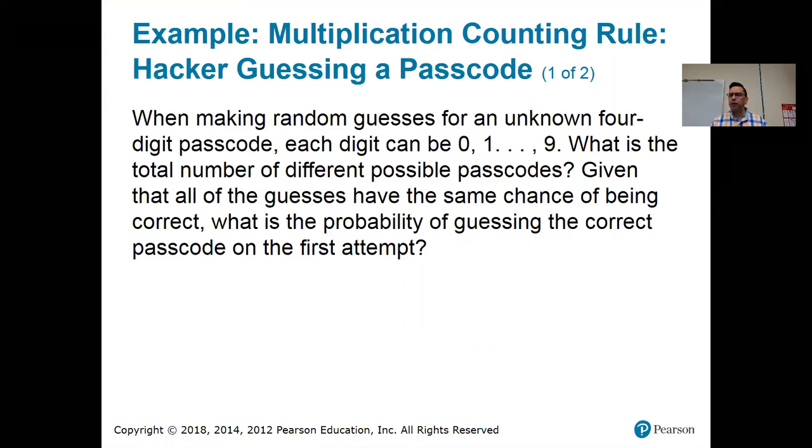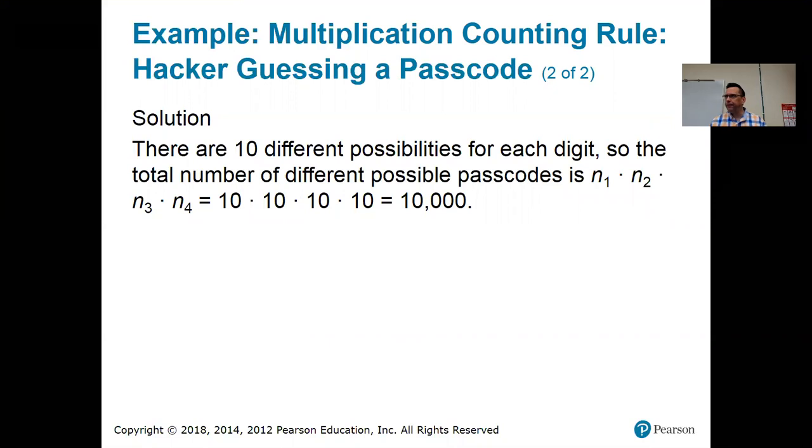So the first question is, what is the total number of different possible passcodes? First thing you have to think about is how many choices do you have for the first digit? It can be any number 0 through 9. That would be 10, right? You have 10 choices for the first digit, 10 choices for the second digit, 10 choices for the third digit, 10 choices for the fourth digit. So we're picking digits with replacement. There's no rule that says in your ATM PIN number you have to use all different numbers. So the total number of different possible passcodes is 10 times 10 times 10 times 10, which is 10,000.